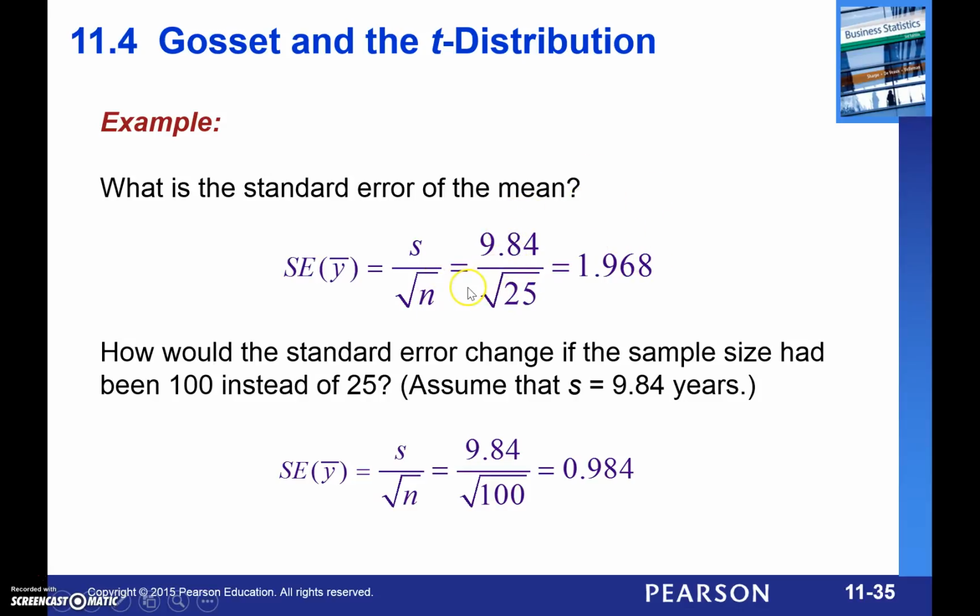Now let's see how this is going to change if we look at 100 people instead of 25. Notice 100 down here is a much bigger number, so we're dividing our standard deviation by a bigger number. So now it's only about 1 year. Our mean age would be around 31 plus or minus 1, so the mean ages only differ between maybe 30 and 32. You can see this starts to get tighter. The larger the sample size, the tighter this standard error becomes.